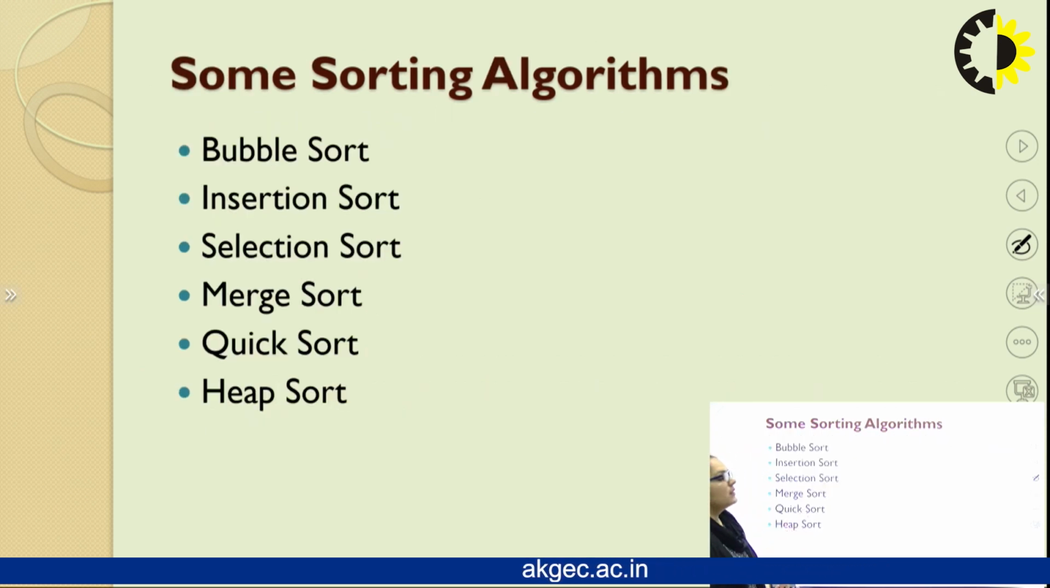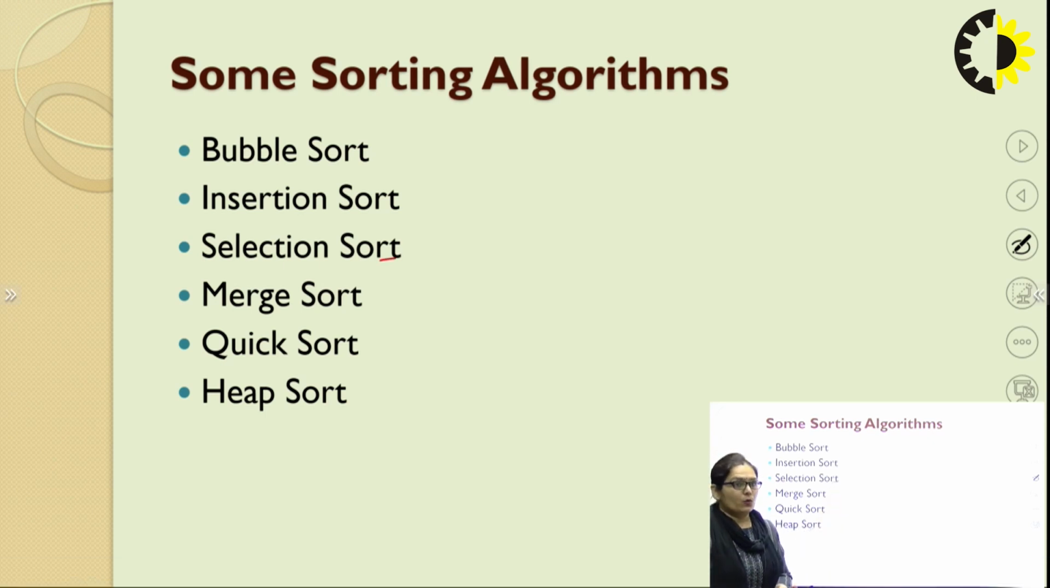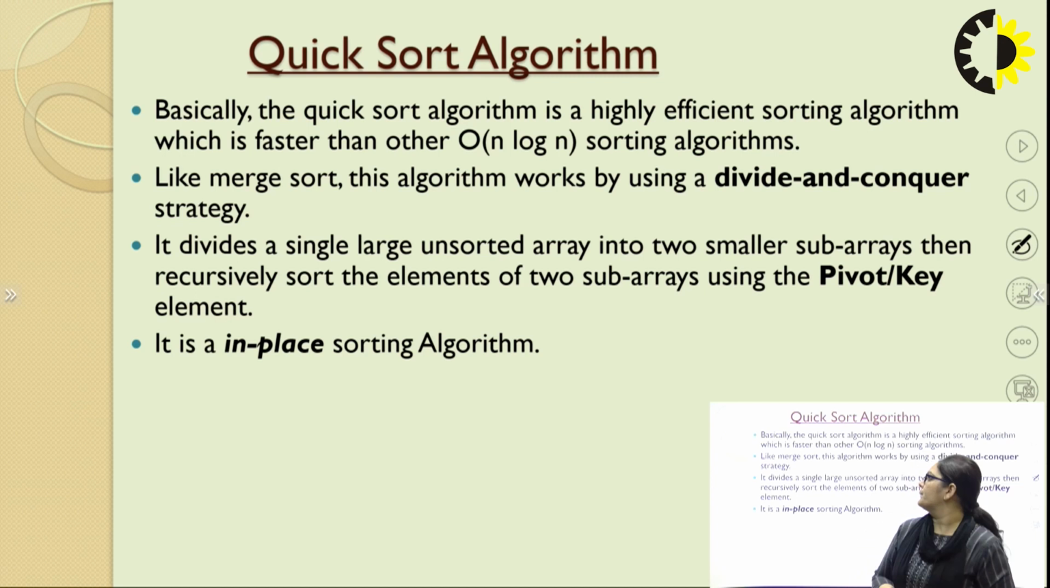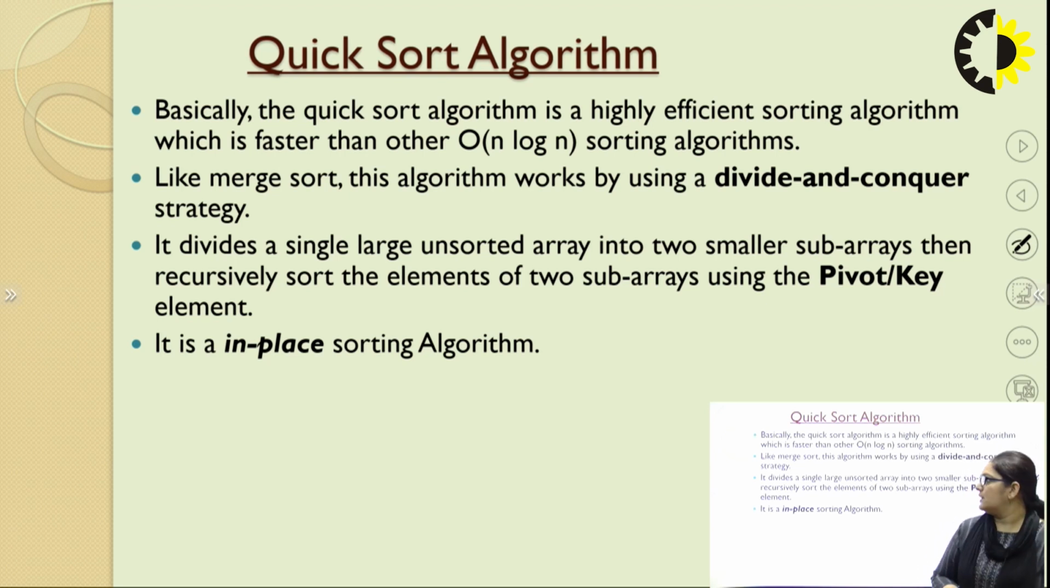These are a few sorting algorithms that we can use to sort the elements of the array: bubble sort, insertion sort, selection sort, merge sort, quick sort and heap sort. But in today's lecture we will discuss the quick sort algorithm. Quick sort is a highly efficient sorting algorithm which is faster than other sorting algorithms having time complexity big O of n log n, like merge sort.